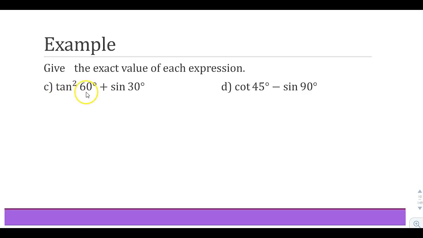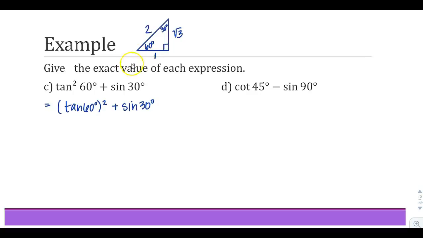So for part C, tangent squared of 60 degrees plus sine of 30 degrees. So first I'm going to rewrite this as tangent of 60 degrees squared plus sine of 30 degrees. So I'm looking for tangent of 60 and sine of 30 degrees. I'm going to draw just one triangle actually, because I have a 30, 60, 90 triangle, even though this looks like a 45, 45, 90. Sorry about that. We'll just go ahead and call it a 30, 60, 90. So across from 60 degrees is the square root of 3, across from 30 degrees is 1, and the hypotenuse has a length of 2.